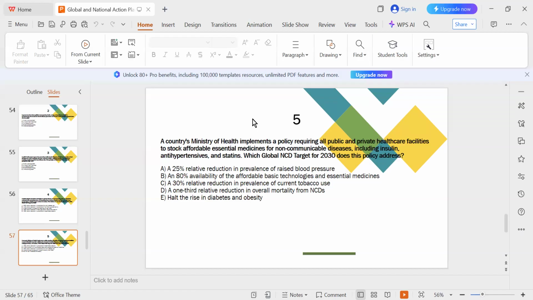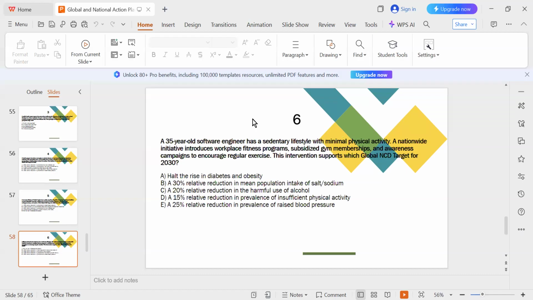The correct answer is beta. A 35-year-old software engineer has a sedentary lifestyle with minimal physical activity. A nationwide initiative introduces workplace fitness programs, subsidized gym membership, and awareness campaigns to encourage regular exercise. This intervention supports which global NCD target for 2030?